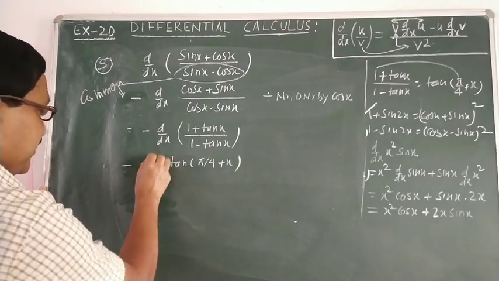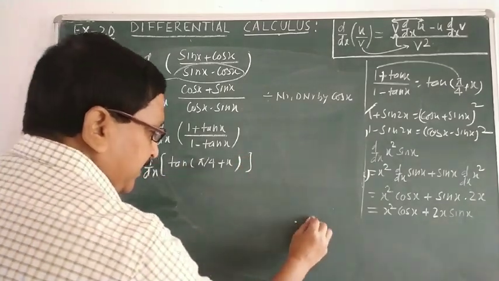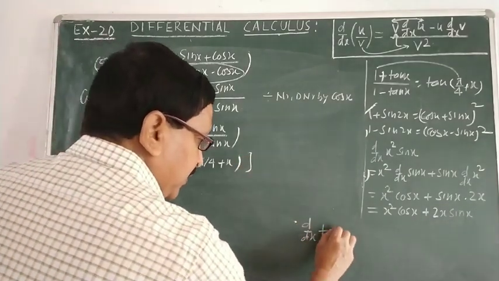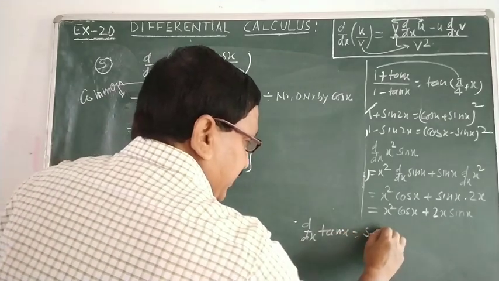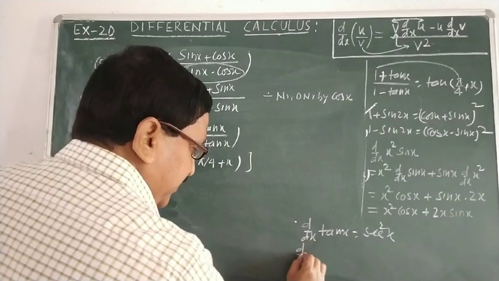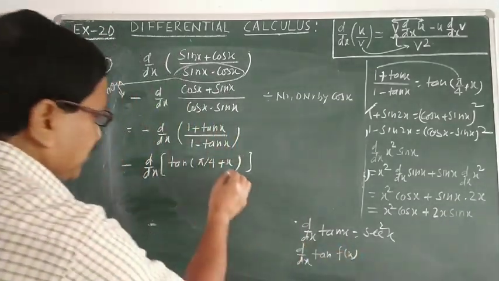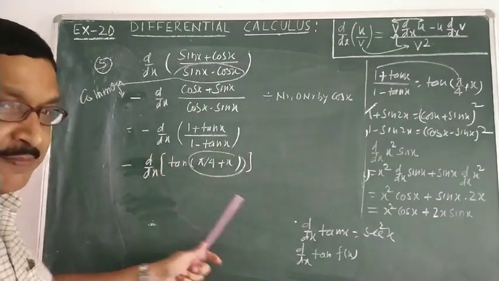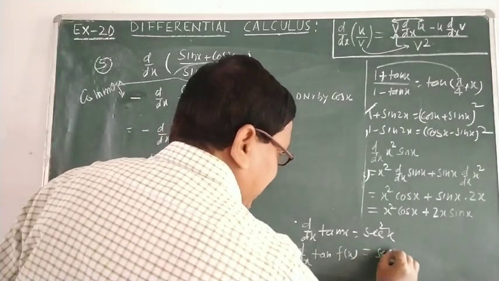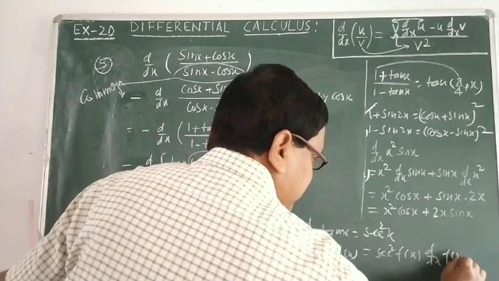So this is minus d by dx of this. After that, d by dx of tan x is sec square x, but this formula is true only for x. So this is d by dx of tan f(x), with tan f(x) in place of tan x, this is your f(x). d by dx of tan f(x) is equal to sec square f(x) into d by dx of f(x).